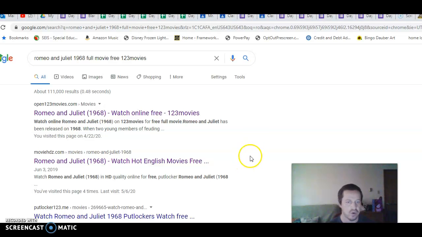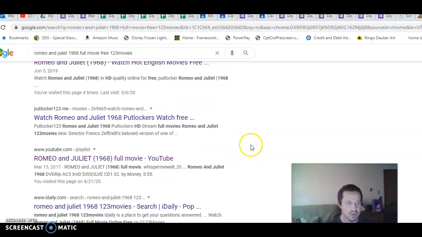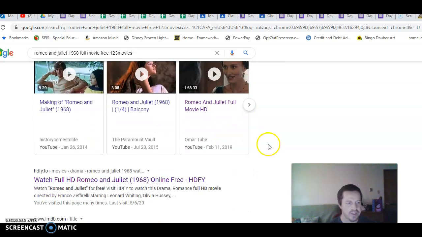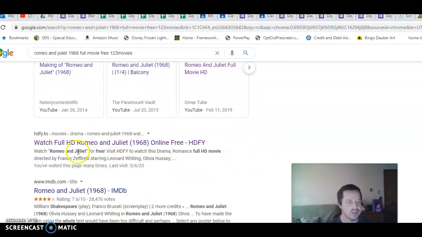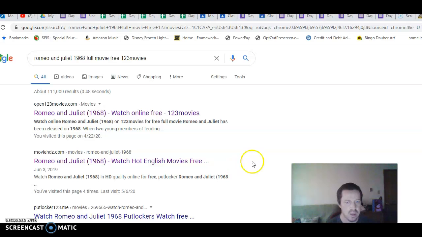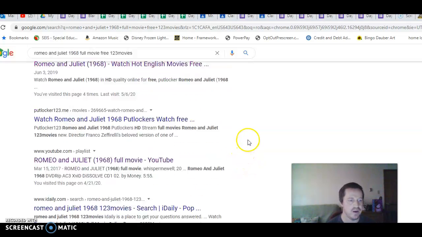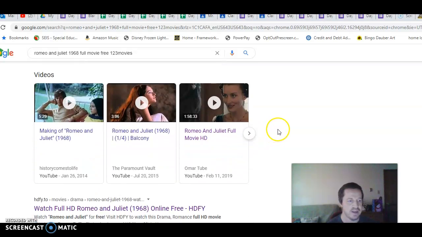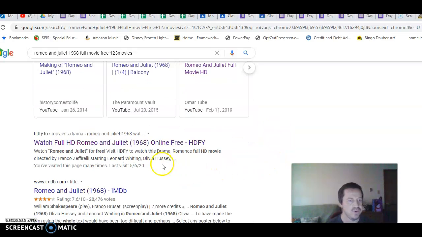What you're going to do is scroll down. So I'm going to scroll down on my page, and I'm going to go all the way down until I see Watch Full HD Romeo and Juliet 1968 Online Free HDFI. That's the one you want to click on to watch Act 2 of the movie for free. Again, last week it was right here, number 2. It's no longer that link. Again, you have to scroll down. It's around the 6th one down. Again, you're going to click on Watch Full HD Romeo and Juliet 1968 Online Free HDFI.